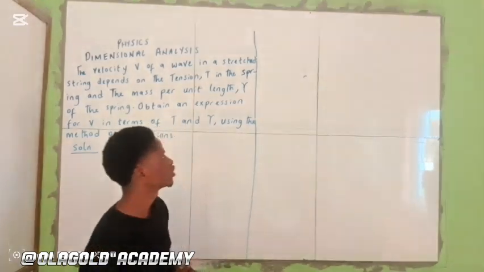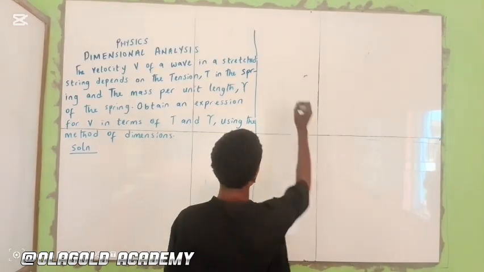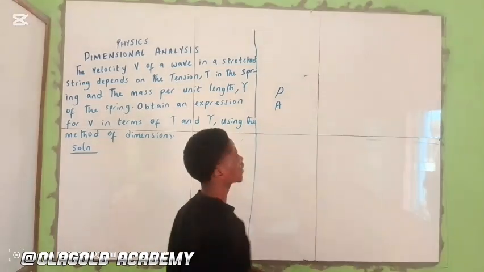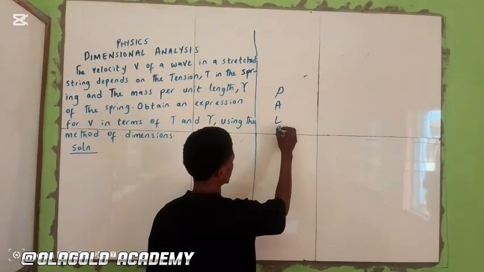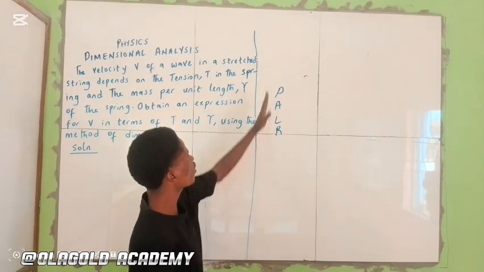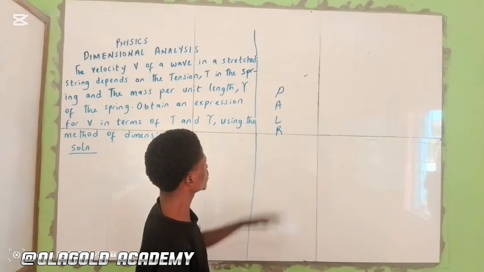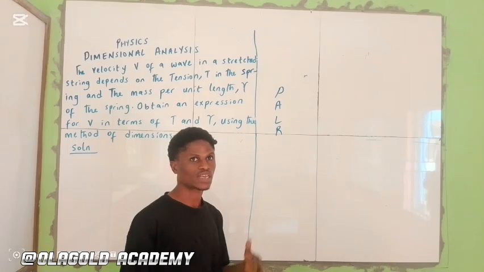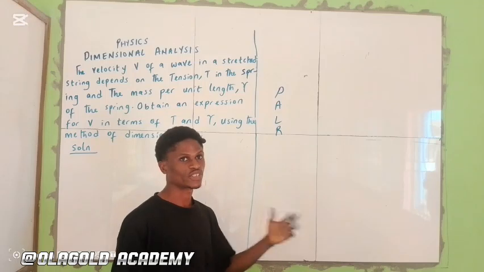For instance, we can have 4 parameters such as rho, we can have area, we can have length, and we can have resistance. Dimensional analysis just talks about how these 4 parameters relate to one another. For instance, these 4 parameters relate to one another under a topic in physics known as electric current. And under electric current, we have resistivity.